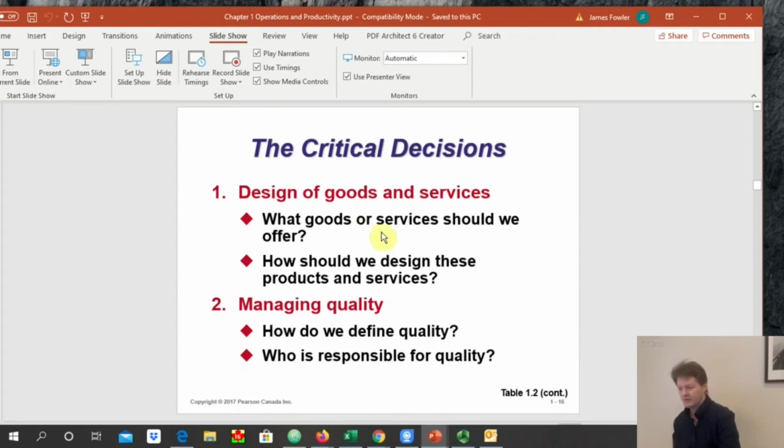What should we offer, and how should we design these products and services, and how do we define quality, and who's responsible for that? So that's a very key point, especially if your quality happens to be one of your competitive advantages, right? How are you going to define that?